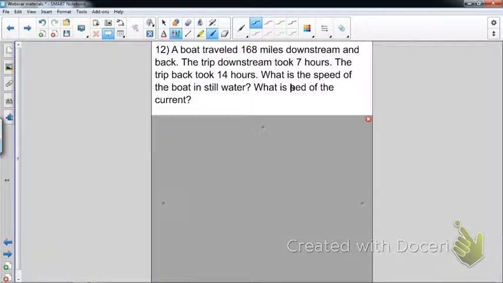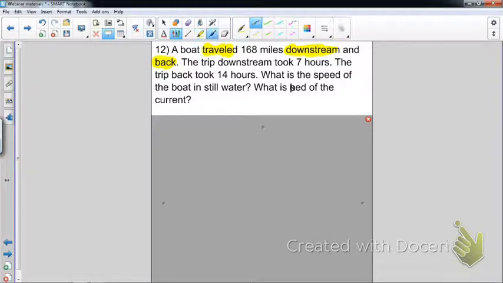So question number 12 says a boat traveled 168 miles downstream and back. It's very important for you to understand that if we're talking about traveling, as you see here, it has to have the word downstream or upstream, and it has to have this word coming back. That tells you that it's a round trip, that it goes down and it comes up the river.